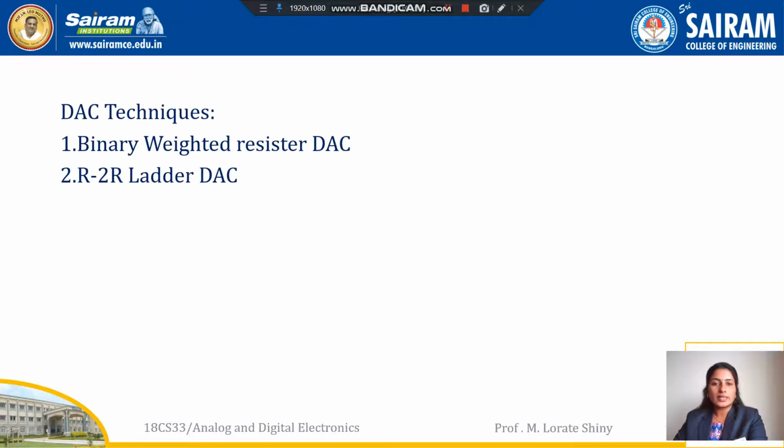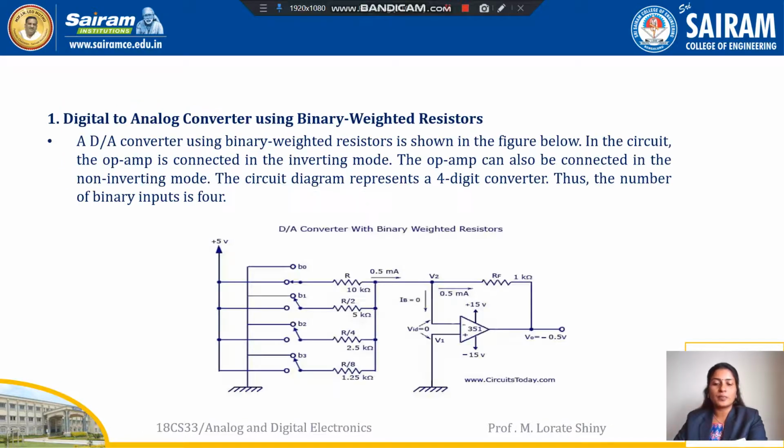So there are two techniques to convert digital to analog: binary weighted resistor digital to analog converter, and another one is R to 2R ladder digital to analog converter. We'll see how, by using these two techniques, we convert a discrete digital signal to a continuous analog signal. First one, digital to analog converter using binary weighted resistor.